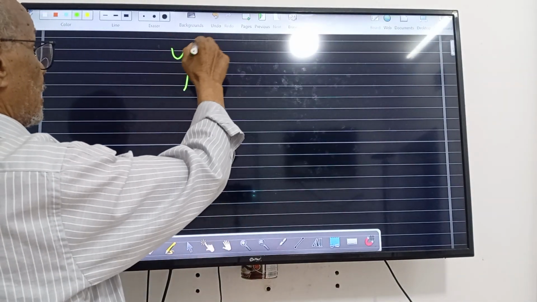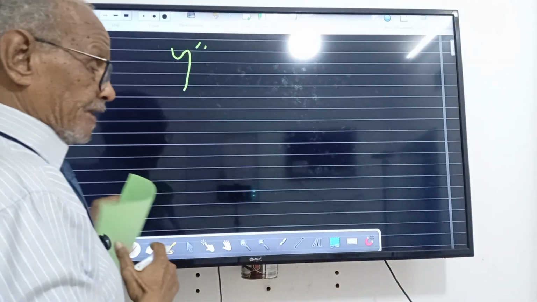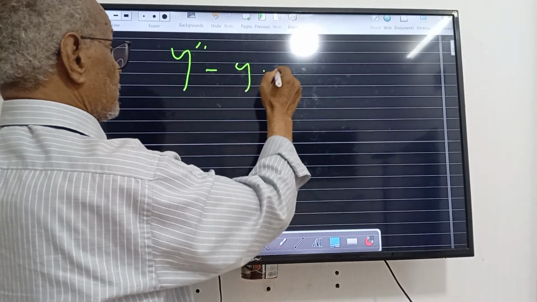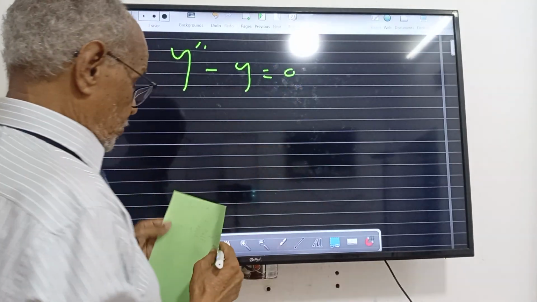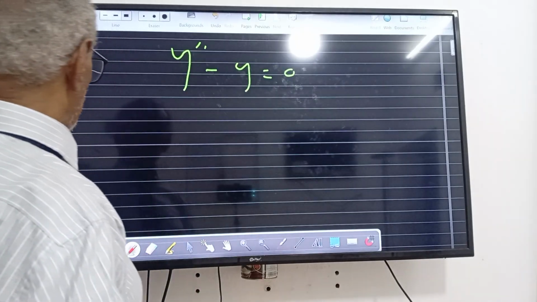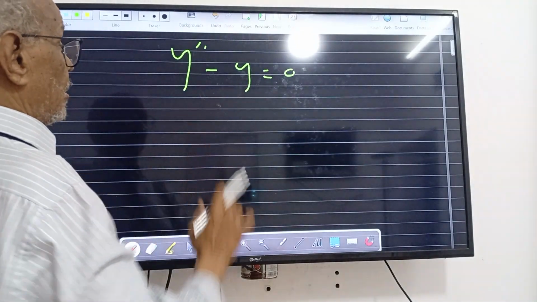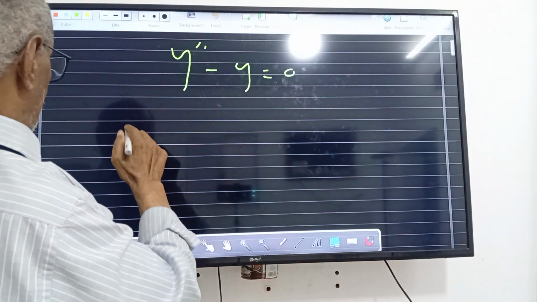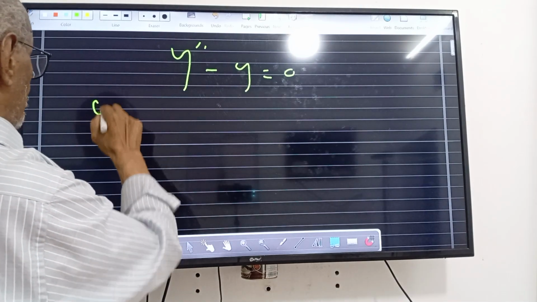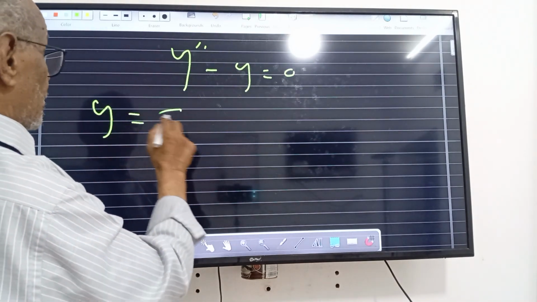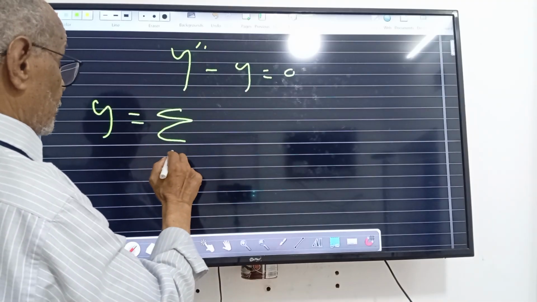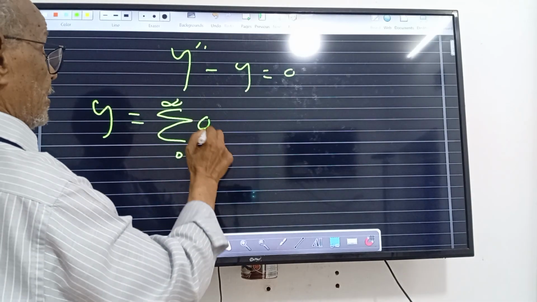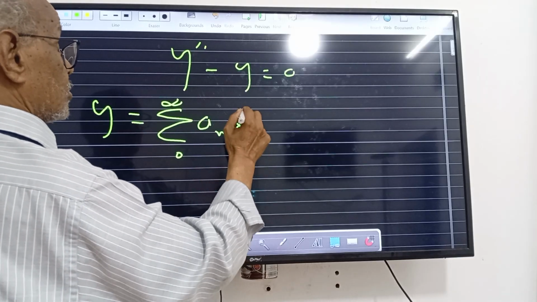y double prime, that means the second derivative of y, minus y itself equals 0. So to solve this equation, we have, let y equal sigma from 0 to infinity a n x to the power n.